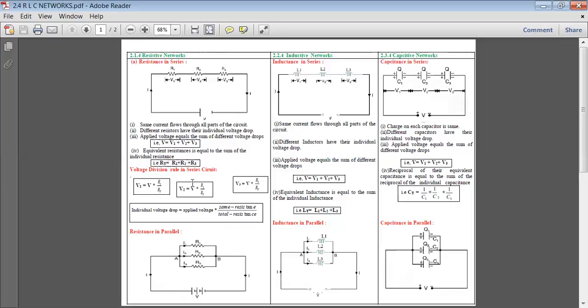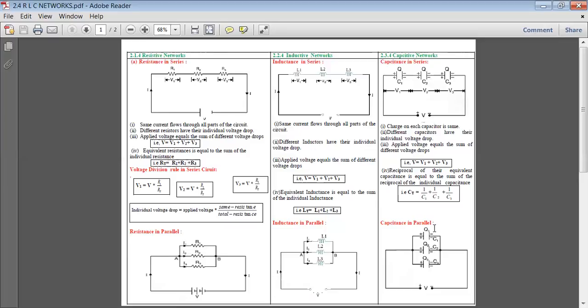See, it is different from resistance in series. In resistance in series, it is R1 plus R2 plus R3. For inductance in series, it is L1 plus L2 plus L3. But the condition here is different. It is nothing but a reverse: 1 by CT is equal to 1 by C1 plus 1 by C2 plus 1 by C3. You have to remember this fourth point, compared to resistance in series and inductance in series, now capacitance in series. Very important point.